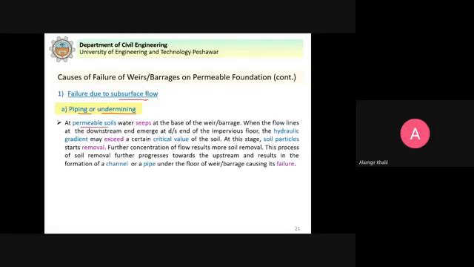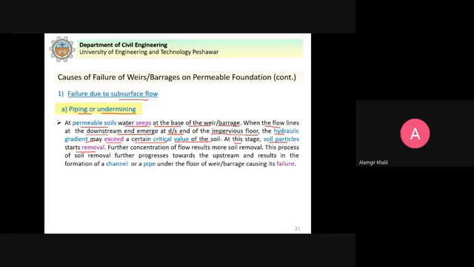In permeable soils, water seeps at the base of the weir and barrage. When the flow lines emerge at the downstream end of the impervious floor, the hydraulic gradient may exceed a certain critical value of the soil. At this stage, the soil particles will be removed, because when the water is flowing beneath the foundation of these hydraulic structures, it will exert a force on the soil particles. That is known as the seepage force.